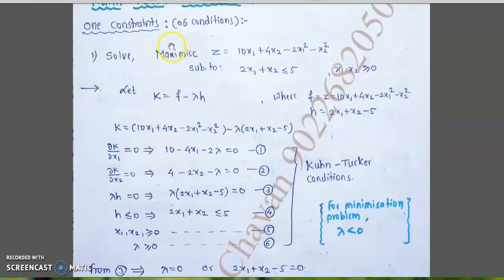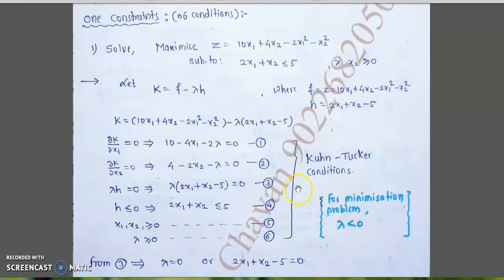If this is the example of maximization, we have 6 conditions this way. If the objective function is of minimization, we have 6 conditions with lambda strictly less than 0.